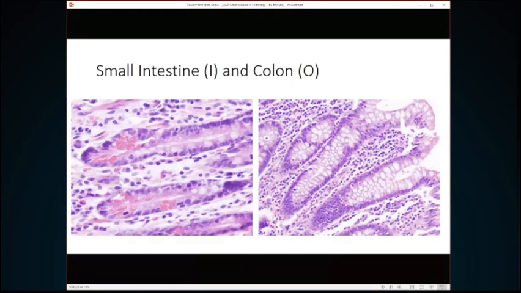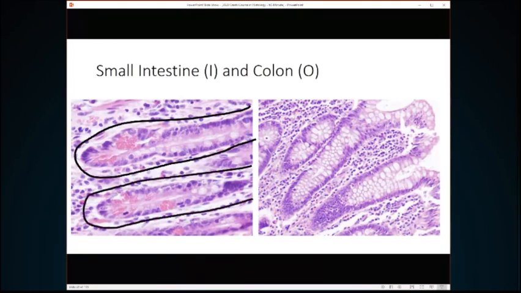In both of these structures, we have some glands, and we're looking at them right now longitudinally. So this is one gland in the small intestine. Here is another gland in the small intestine. Here's one in the colon, and here's another one in the colon.